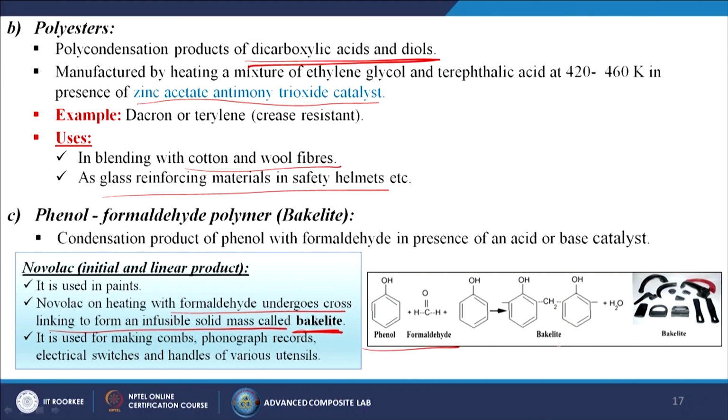So, how do we make it? We take phenol and formaldehyde and by the condensation method we make the bakelite, and water comes out as a byproduct. Here we can see several examples of bakelite products. Next, we are going to discuss copolymerization.